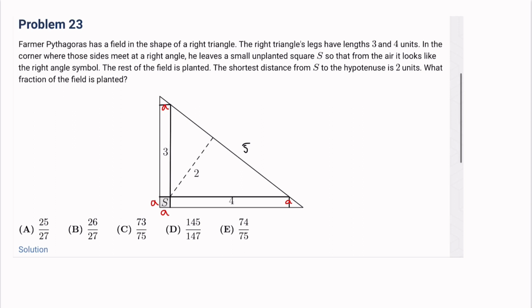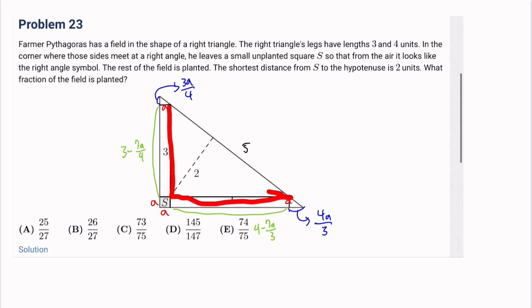And so this length must be A times 3 over 4, so this is 3A over 4, and then this length would be 4A over 3, right? Since this whole length is 3, then we can find out this middle length. And so this middle length is 3 minus A minus 3A over 4, so 7A over 4, and this length is 4 minus 7A over 3, right? And so now we have to look at this right triangle. So this right triangle also has the same ratios, right?